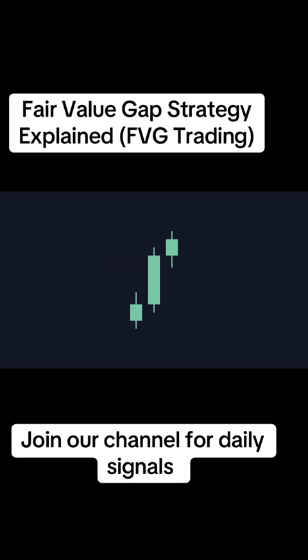Here we have a series of 3 bullish candles, and within their formation lies a bullish fair value gap. The gap forms when there is a space left between the first candle's top wick and the third candle's bottom wick, which is also known as a bullish imbalance.